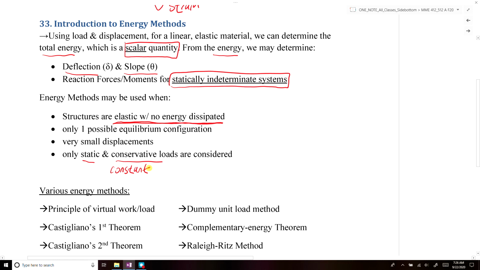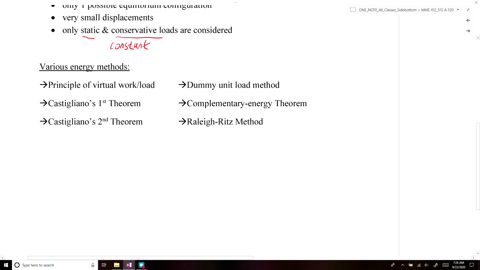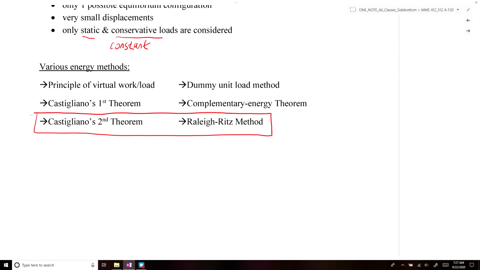There are a bunch of different energy methods that have been developed. In this class, we're going to focus specifically on Castigliano's method and the Rayleigh-Ritz method. We're going to use these two theorems to solve a few different types of problems, and both of these will be the foundation that we'll use to then introduce finite element analysis.